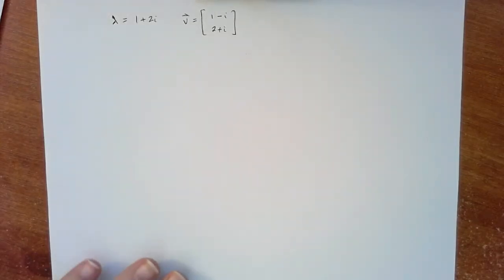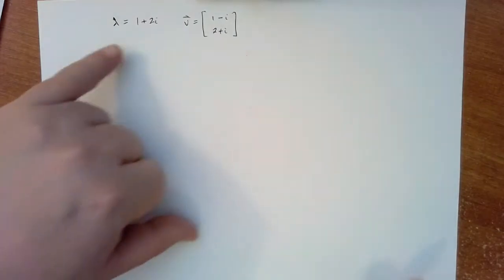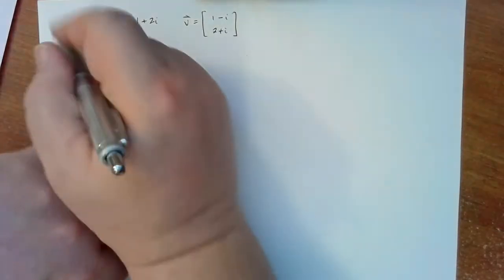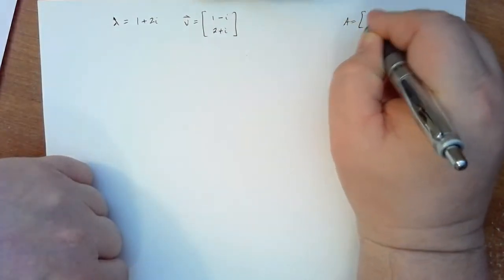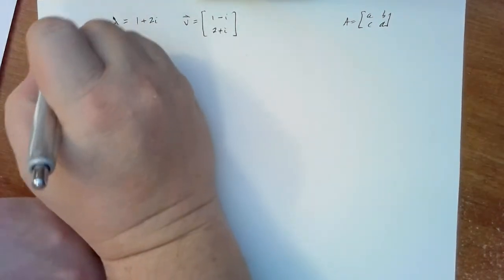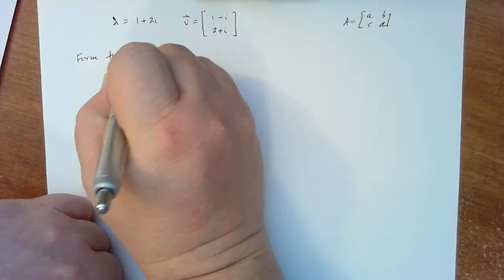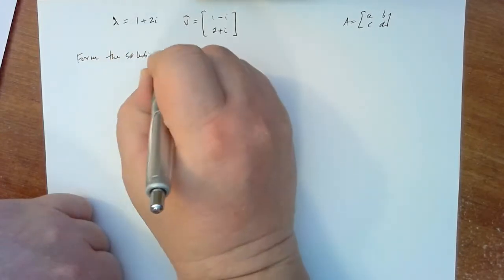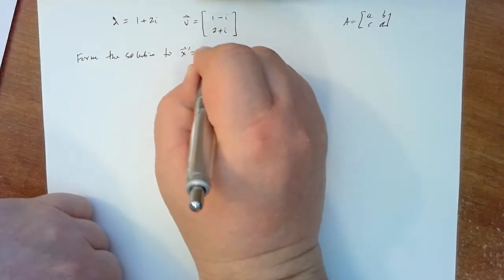So in this video, we'll do a couple of exercises from the linear DE section. And so here is an eigenvalue and an eigenvector. I'm pretending that those are coming from some matrix A here. So what I'd like to do is form the solutions to x prime equals Ax.